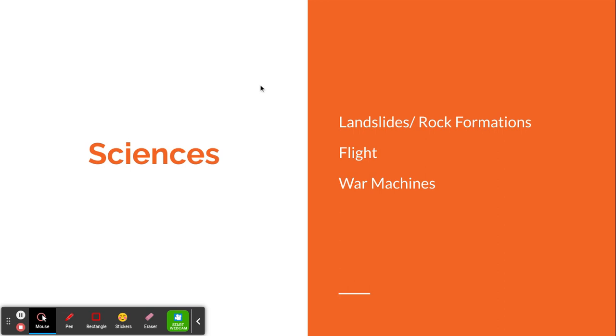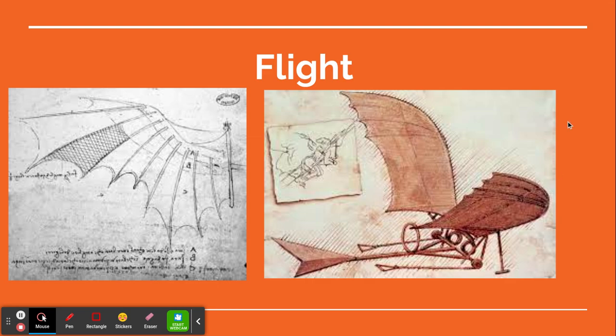Now, Leonardo da Vinci is mainly known for his art, but he was also a scientist and an engineer, and he didn't just do one branch, he studied all subjects. So here are three that I picked. He did landslides and rock formations, flight, and war machines. So here are pictures of some of the flight work, sketches he did. He did most of his research by watching birds and bats fly.